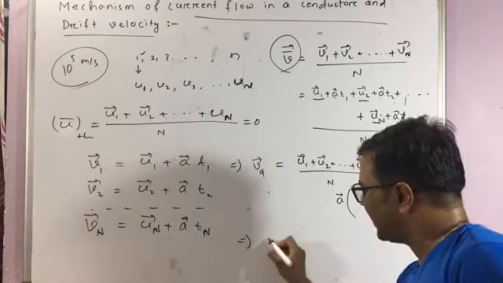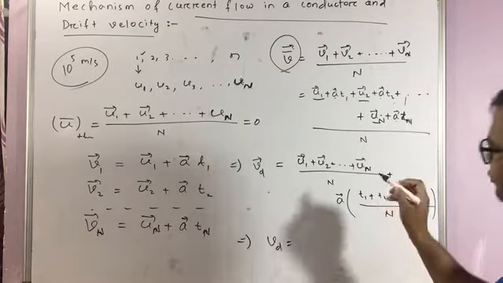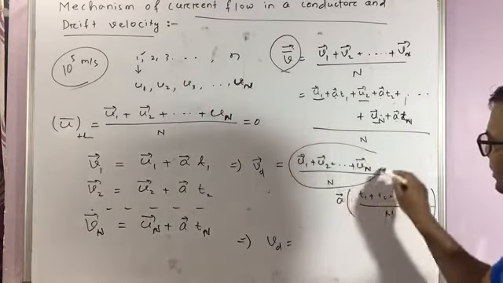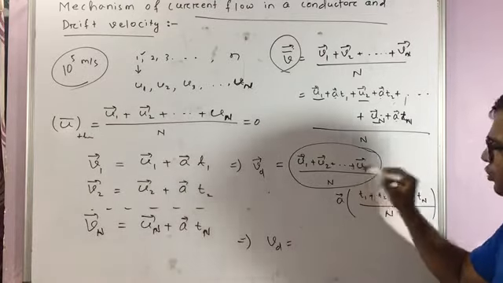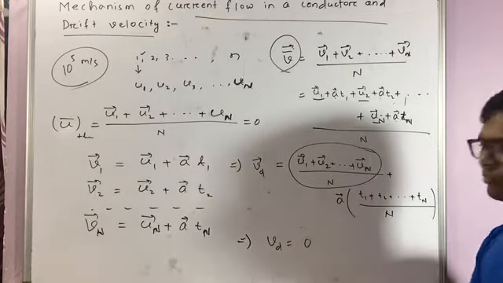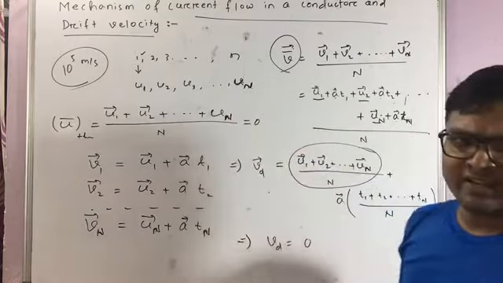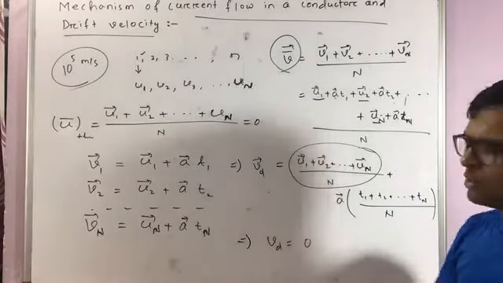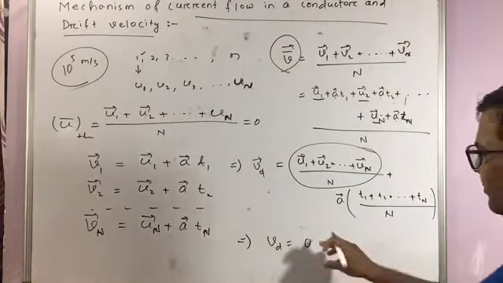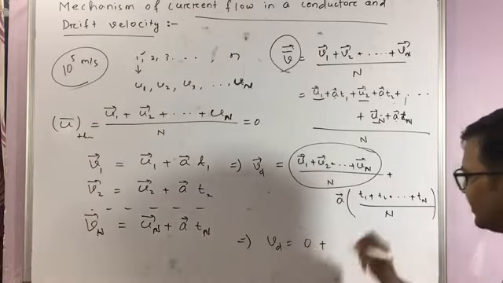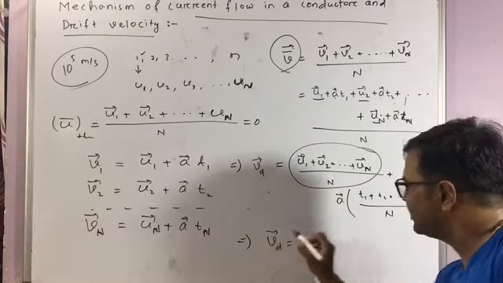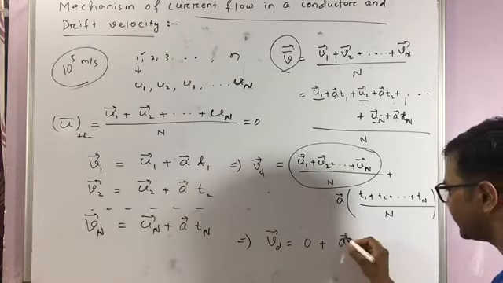So Vd is given by, just see, this term is the initial average thermal velocity, which is 0. Already mentioned, why is it 0? Because the motion is random, so their average value will be 0. And I'll be getting Vd is equal to A vector.